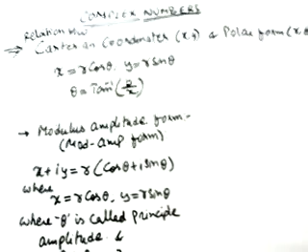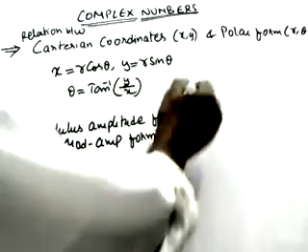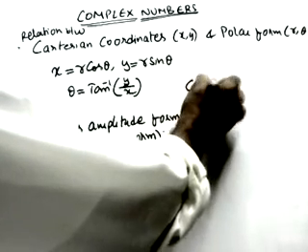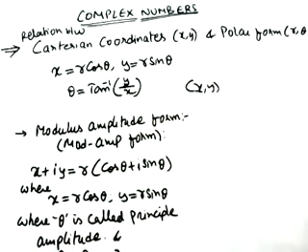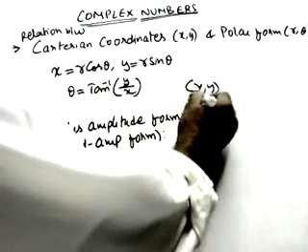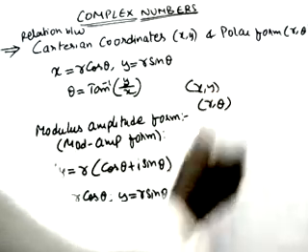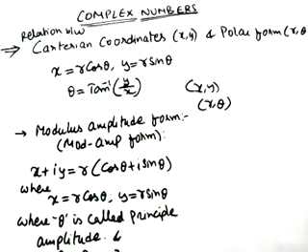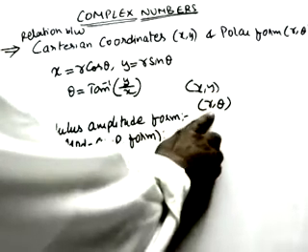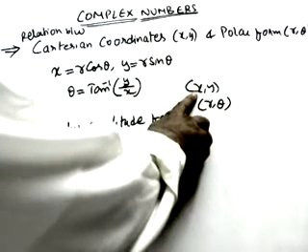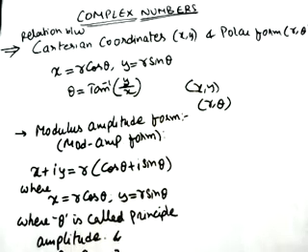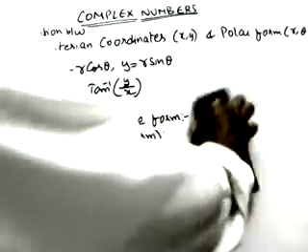Now let me see the relation between Cartesian form and polar form. What is Cartesian form? When we write a point in terms of x comma y, we say we have written the point in Cartesian form. Whereas if the point is written in the form of r comma theta, then we say it is in polar form. This is called polar form. This is called Cartesian form. Now let me see the relation.